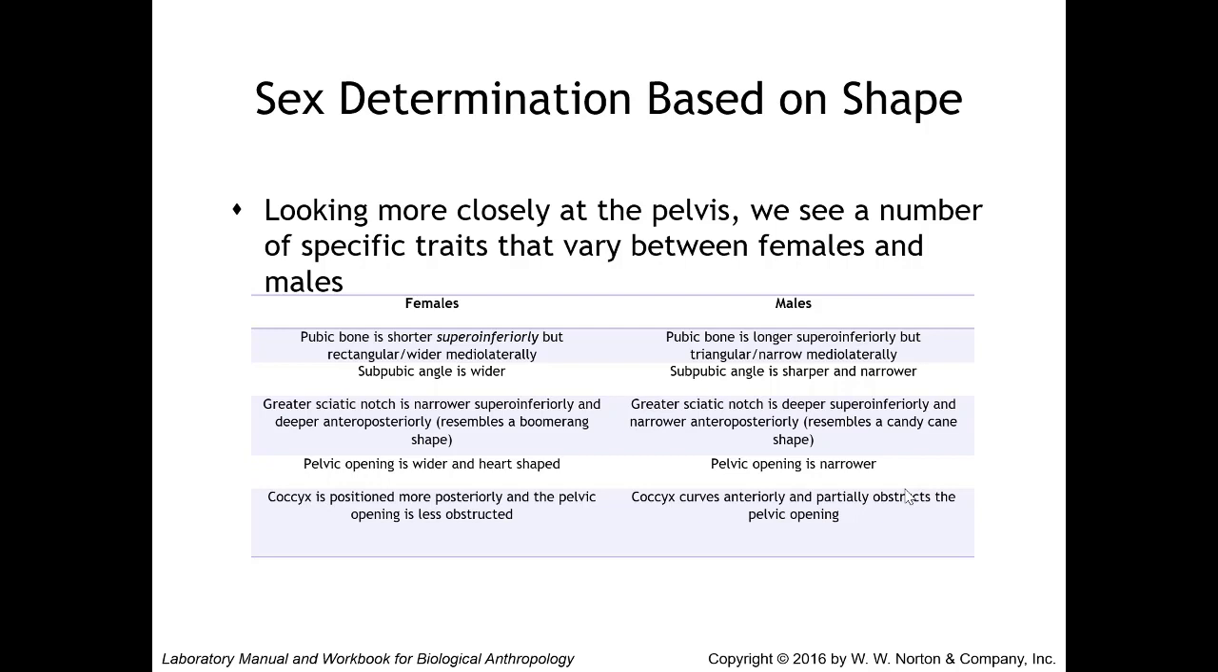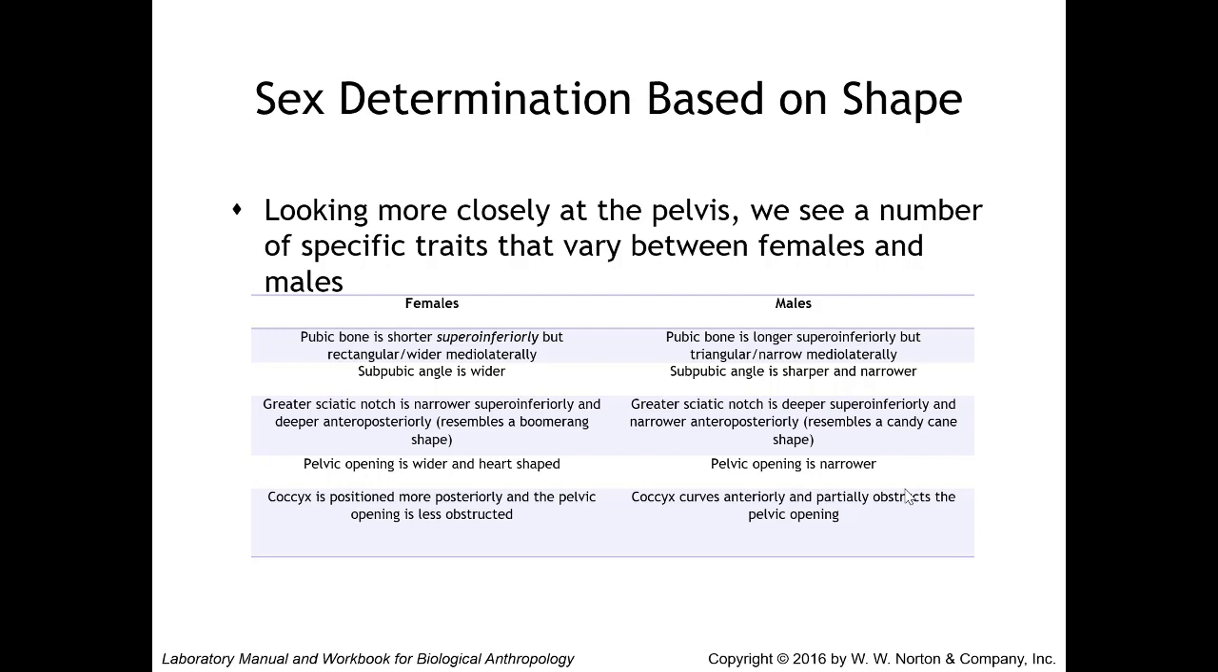So in females, the pubic bone is shorter supero-inferiorly, but rectangular or wider mediolaterally. So supero-inferiorly means top to bottom. So it is shorter top to bottom. And then mediolaterally means from side to side.